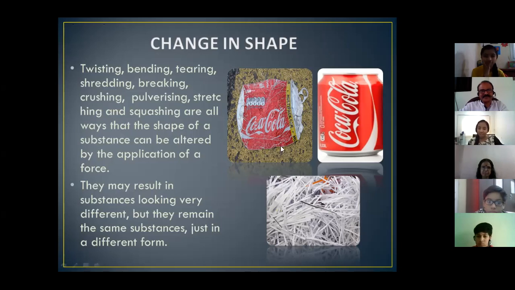Is a Coca-Cola can manufactured like this? No, right? It is made like this. But when you apply force, maybe under your foot or when a car passes over it, it becomes this shape. Only the form of the substance is changed. There is no new substance forming or no new chemical reactions taking place. So they may result in the substance looking different, but they remain the same substance, just in a different form.